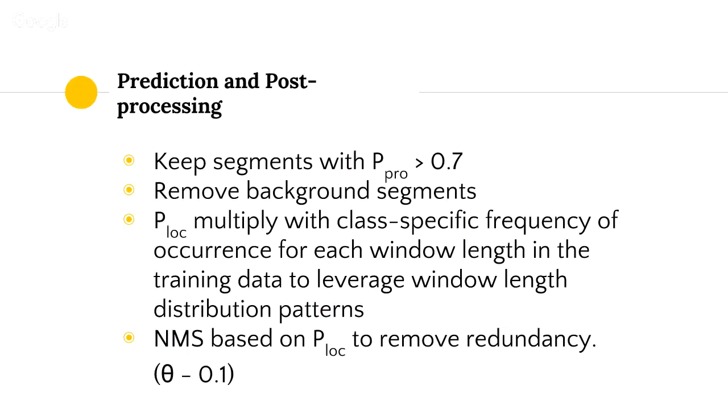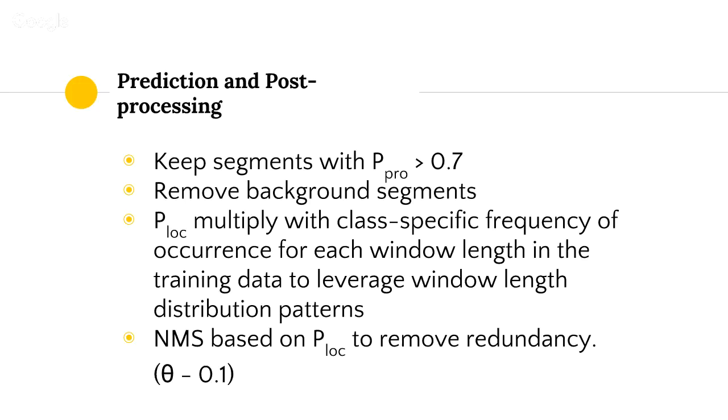And then there's the prediction and post-processing they do after all. On the proposal network, they keep all the segments which have a probability higher than 70%. All the remaining ones they remove as background segments. Also, they multiply the localization probability with the class-specific frequency of occurrence for each window, to get the same distribution patterns in window lengths. I haven't understood too much why, but it seems to work.